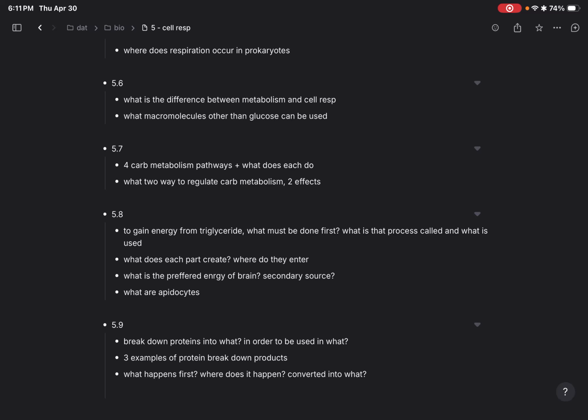What 2 ways regulate carb metabolism plus 2 effects? There's insulin and glucagon. Insulin is when blood sugar is high and it tells the body to store sugars. Glucagon is when the blood sugar is low, so you need to break down the stuff. So when you have insulin, you're going to want to break down. No, you're going to want to store it. So you're going to want to do glycogenesis and... wait, glycogenesis and glycolysis, right? Yeah, okay. And then glucagon, you're going to want to break it down.